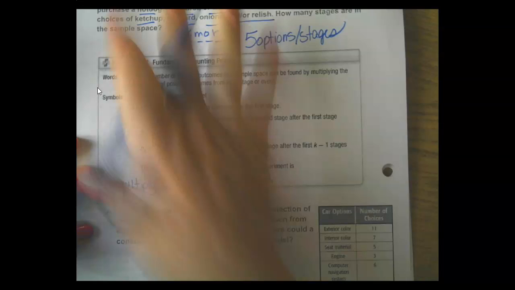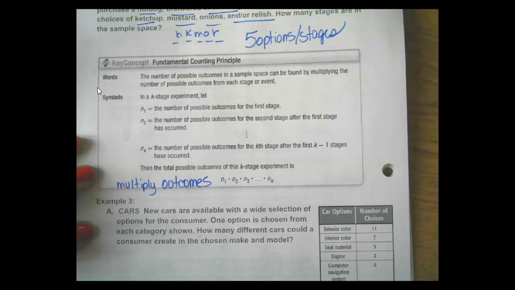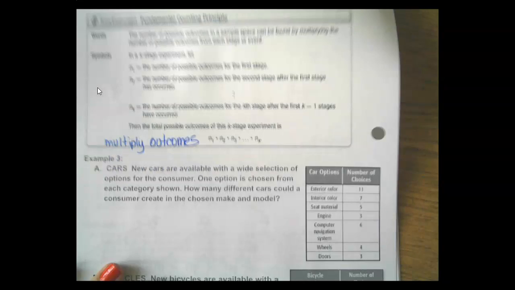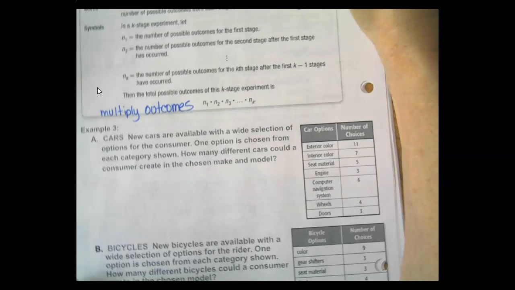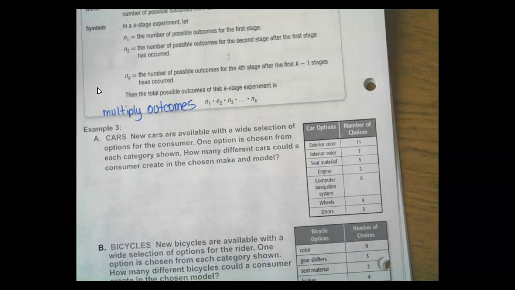And this looks like a mess. So I'm going to go ahead and show you an example. So here's our example. We have cars. New cars are available with a wide selection of options. One option is to choose from each category shown. How many different cars could a consumer create in the chosen make and model?